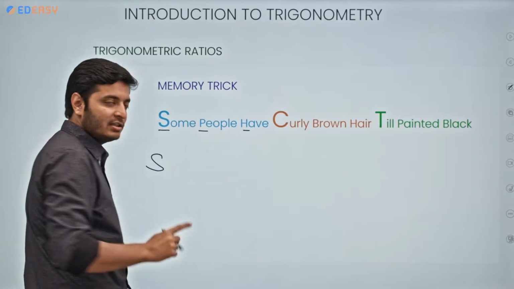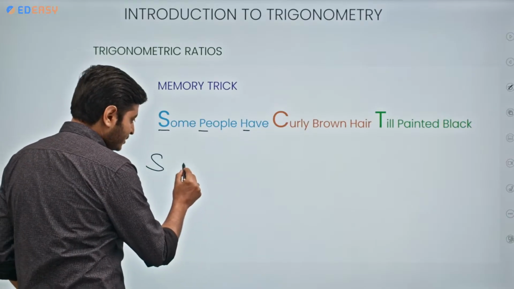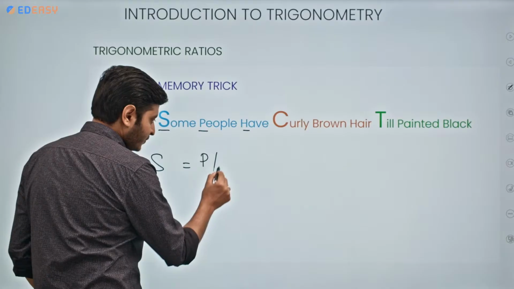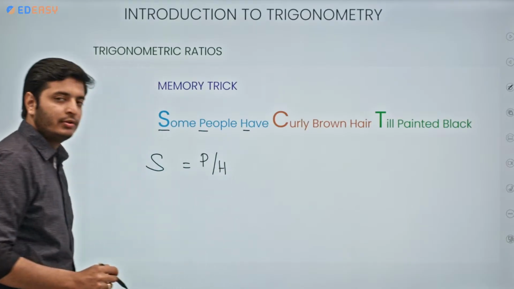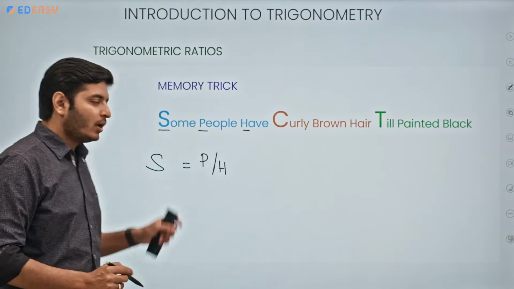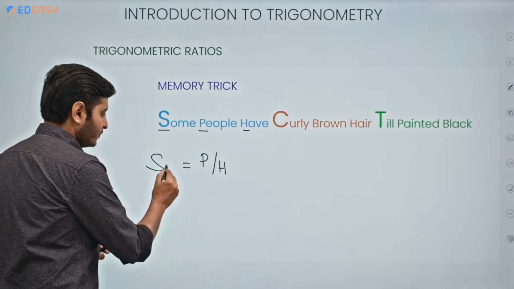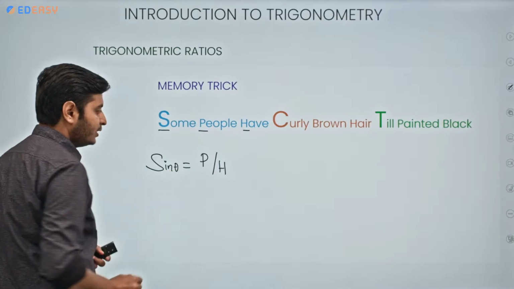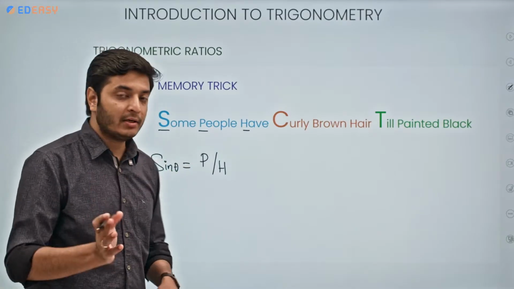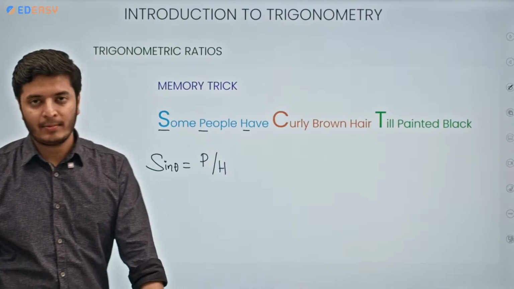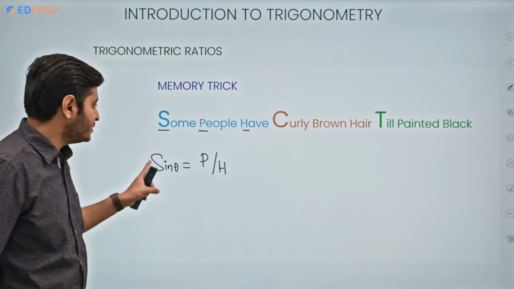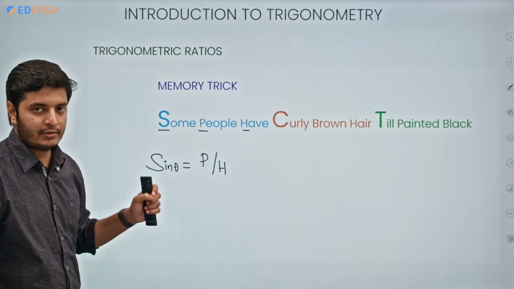People have is P and H. So S is equals to P by H. You need to understand it like this. What does S stand for? Sine theta. S is sine theta. What is P? Perpendicular. What is H? Hypotenuse. So sine theta is perpendicular by hypotenuse.